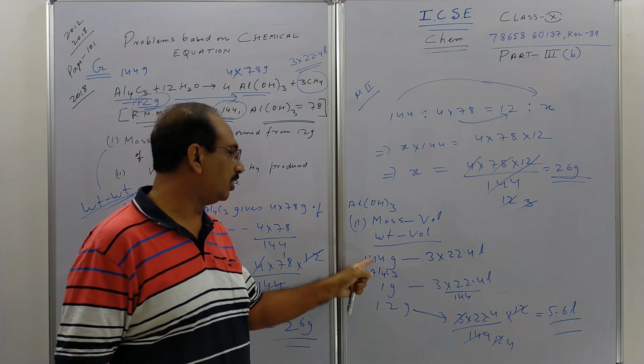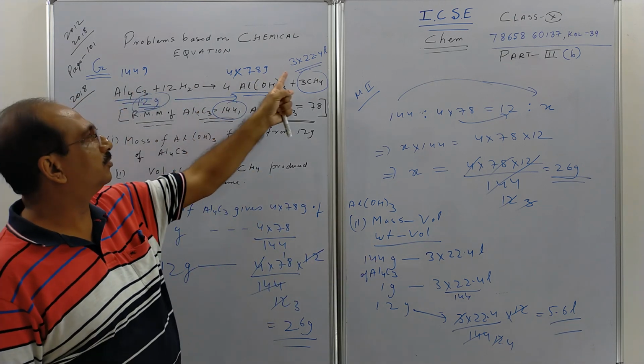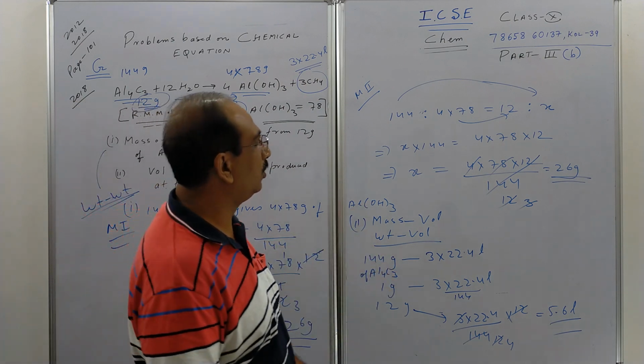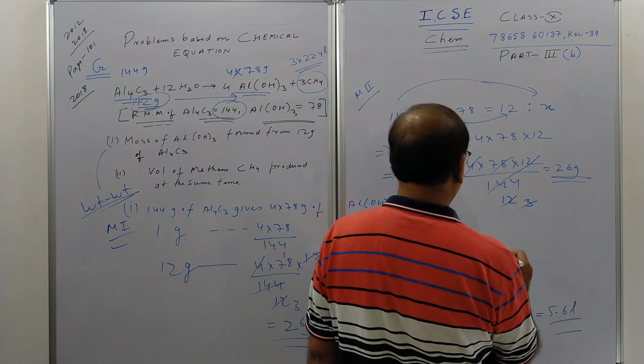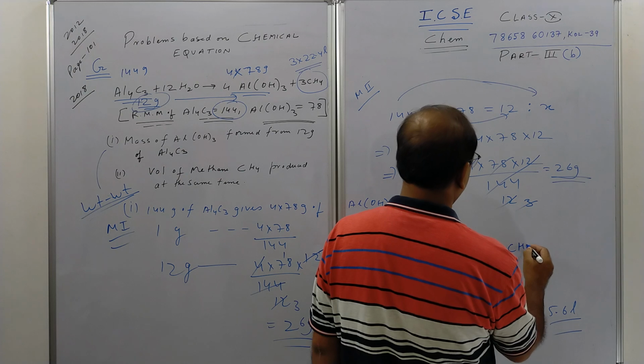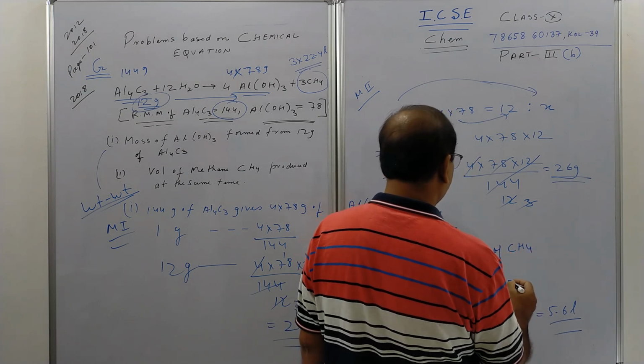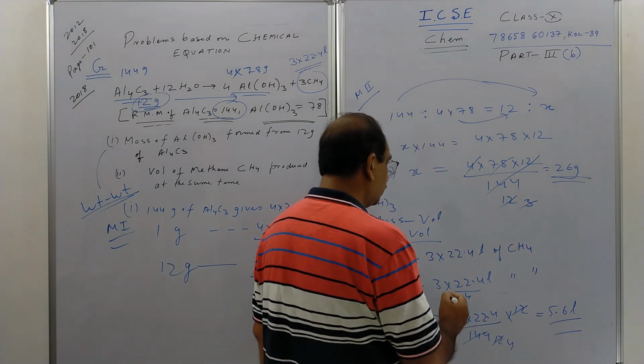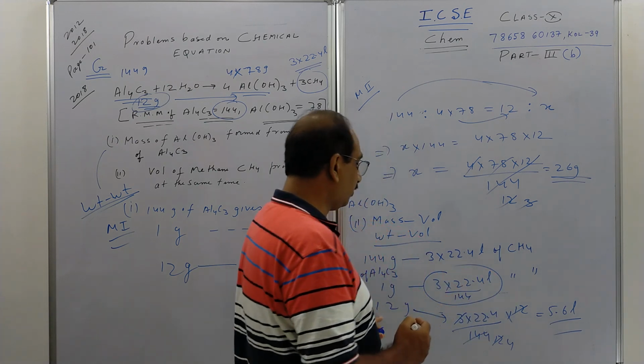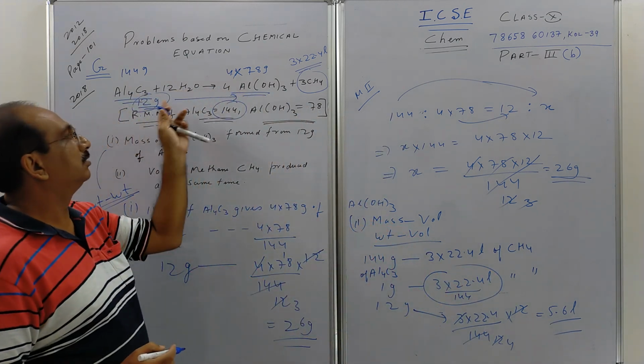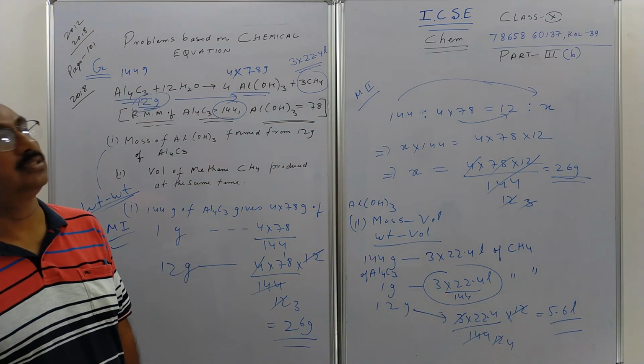So once more, 144 gram as per the equation gives you 3 into 22.4 liter of methane. So 1 gram will give this much methane. If you take 12 gram, it will give you 5.6 liter of methane.